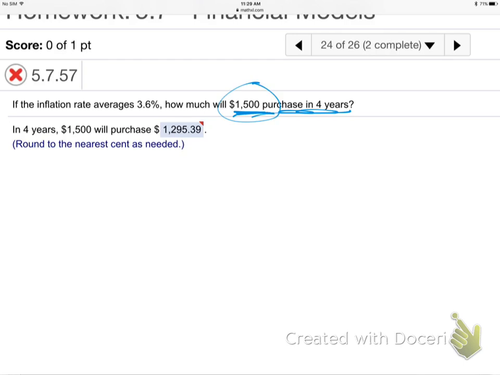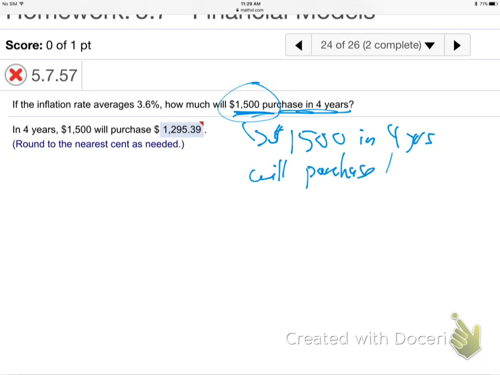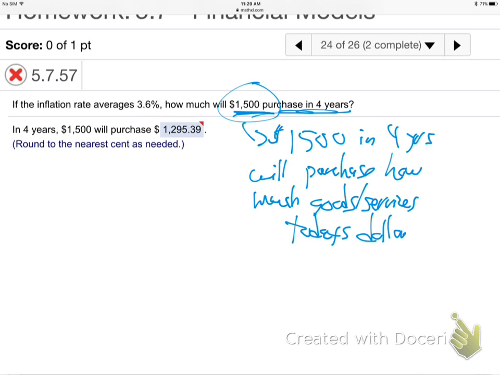So what they're meaning is, the value of money changes over time, right? As inflation goes up. So what they're meaning is $1,500 in 4 years from now will purchase how many goods and services. You guys take economics. I think it's interesting and fun stuff. Goods and services in today's dollars. That's what they're meaning. They just said, how much will it purchase?